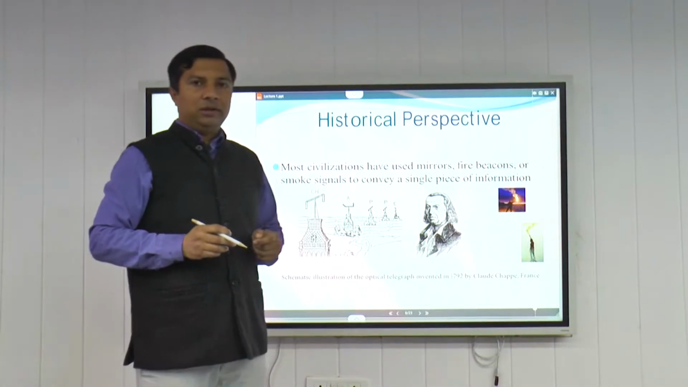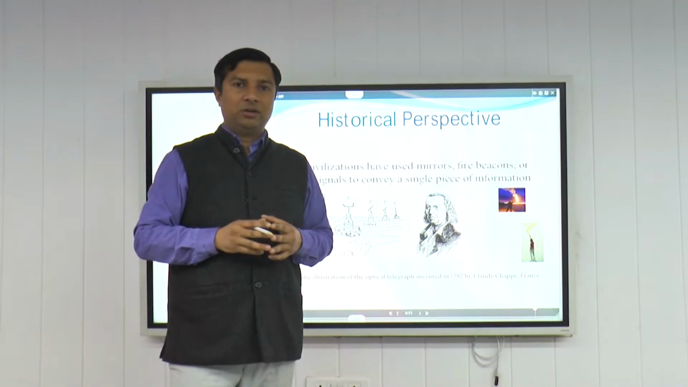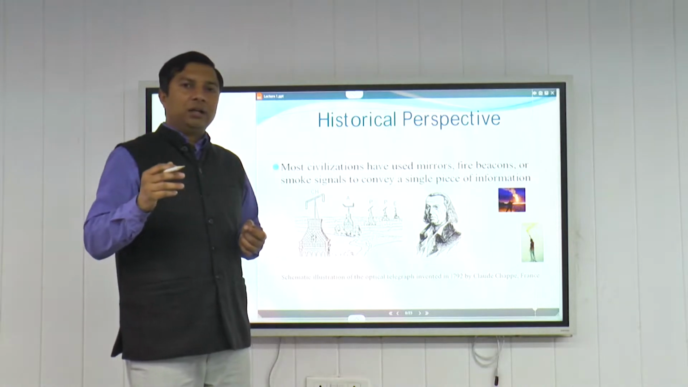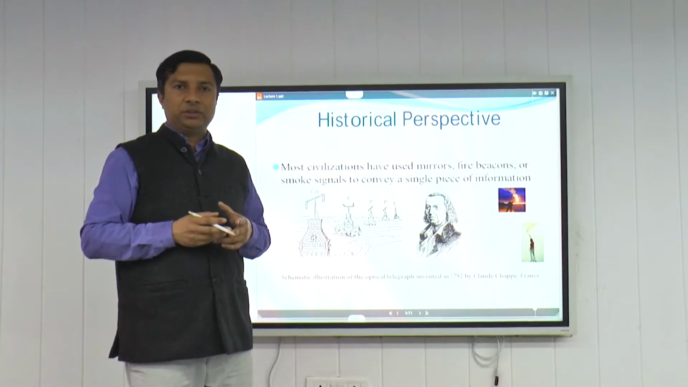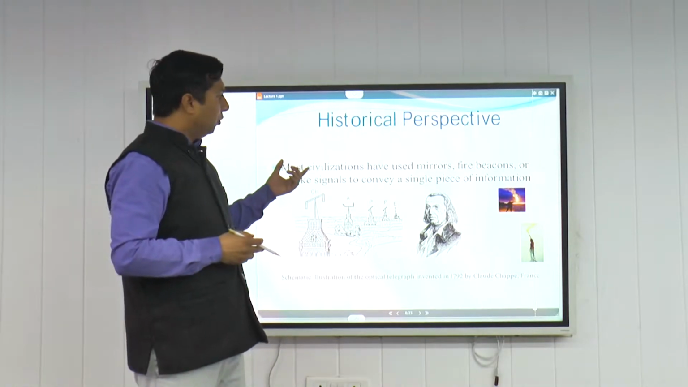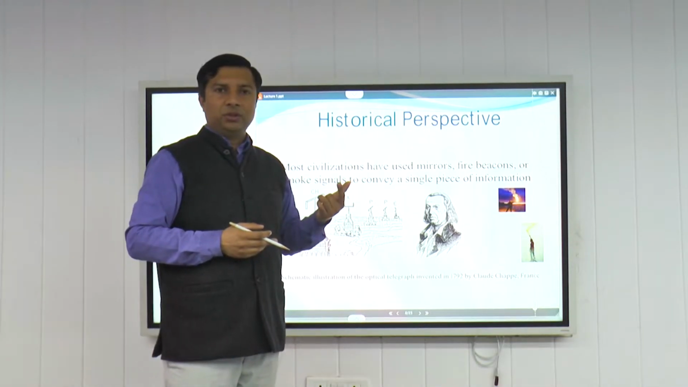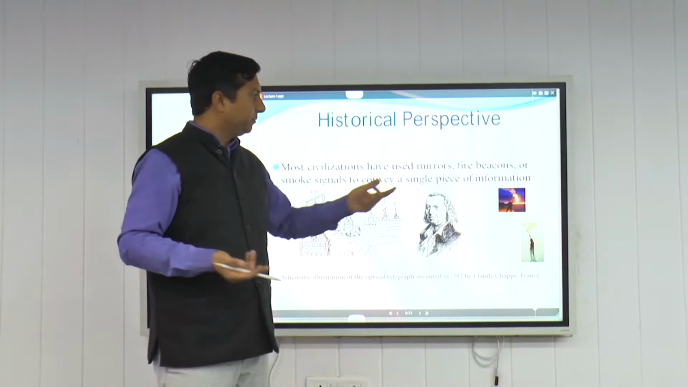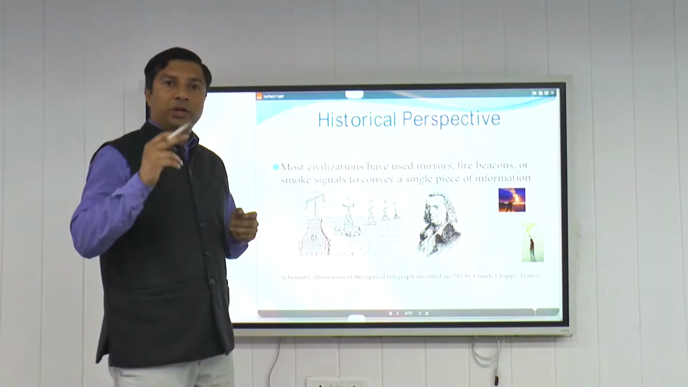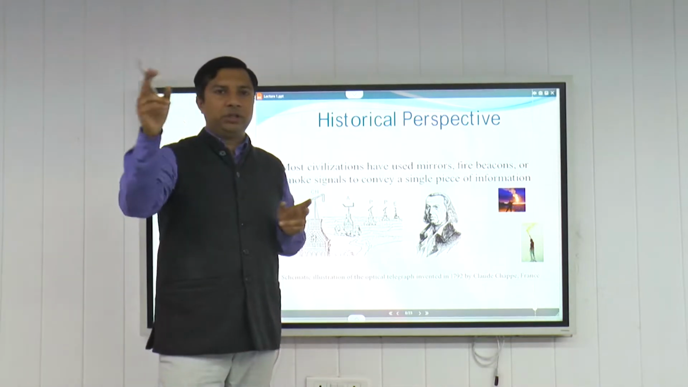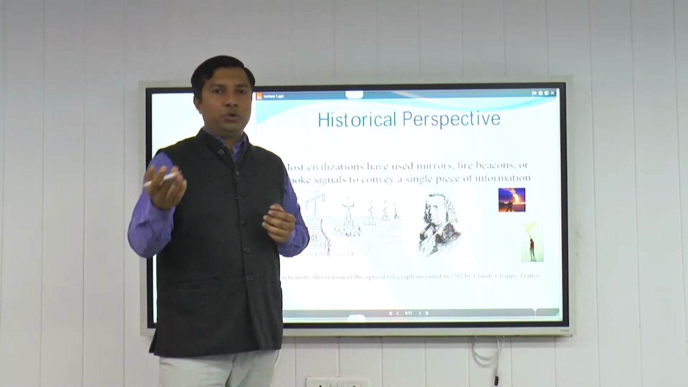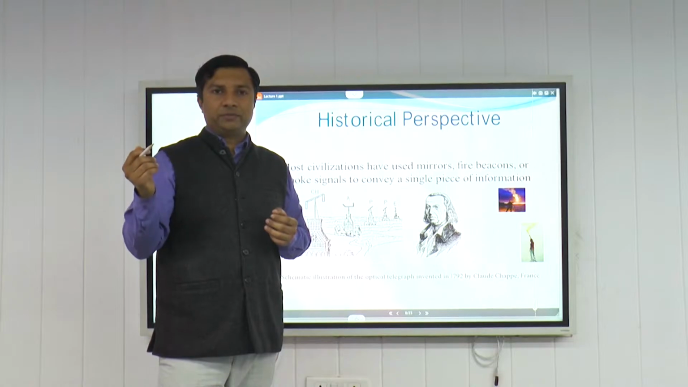Now let's begin with the history of this type of communication. You have seen that in different civilizations, different things have been used for communication. Like most civilizations have used drums for communicating with other parties, have used fire beacons or smoke signals to convey their information from one end to another end. Then, using a mobile phone, you communicate through electromagnetic waves.